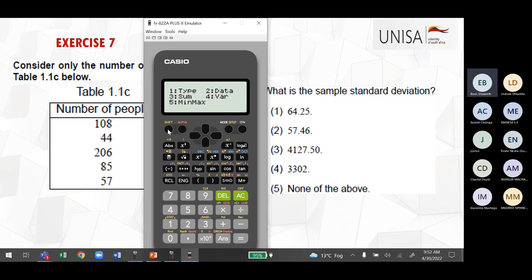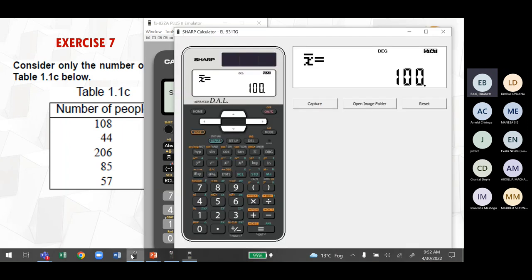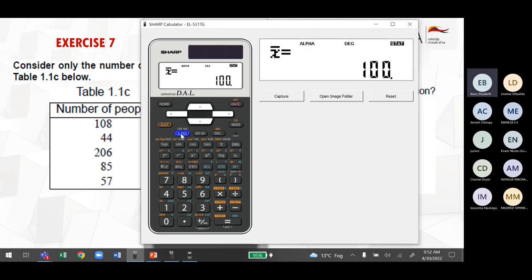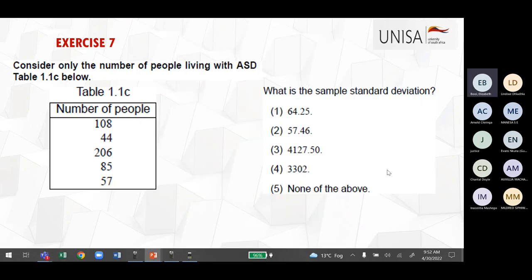So you go shift 1, and then you go 4 for var, and then I'm going to use, because that is sample standard deviation as they asked. So we're going to press button number 4 and press equal. That's 64.25. And also on the Sharp calculator, we can do the same. We go alpha and we press the 5 button and then press equal, 64.25.